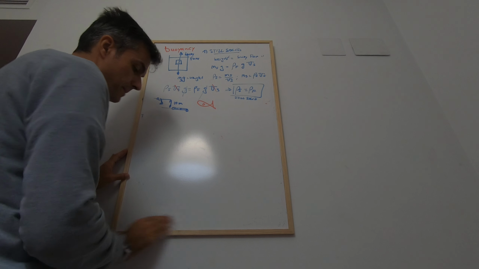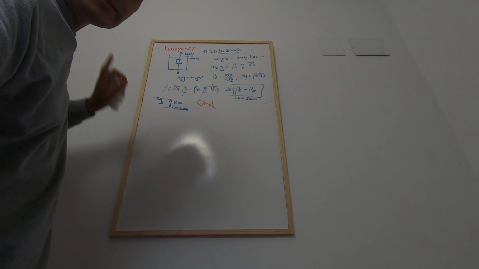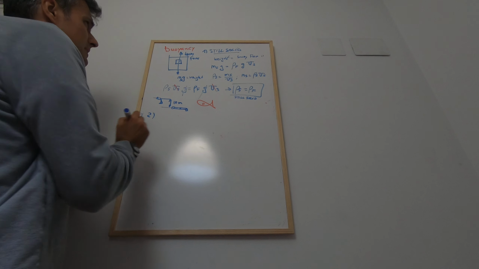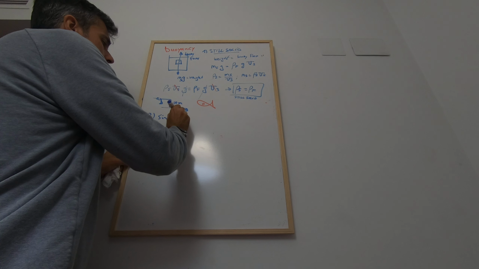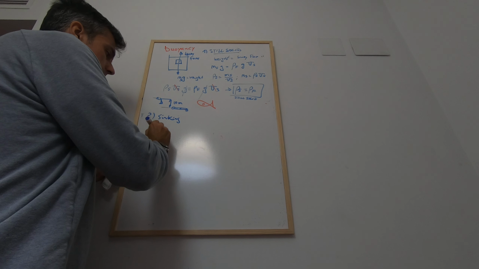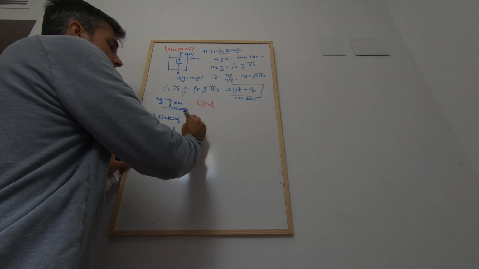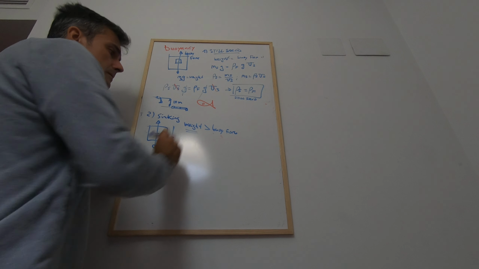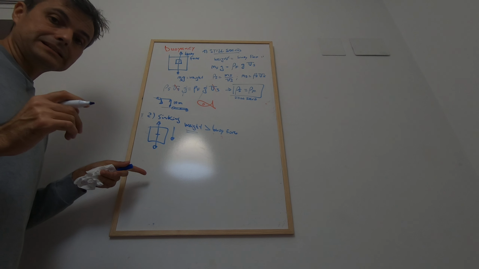So what happens if there is an imbalance? Balance of forces was the first case. The second case is where the solid is sinking. Why? Because the weight dominates. If the weight is higher than the buoyancy force, what happens? The solid sinks.